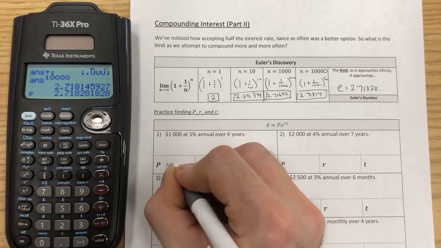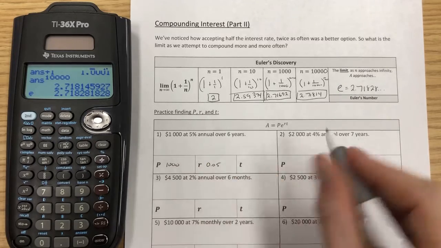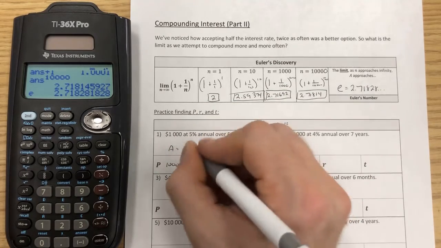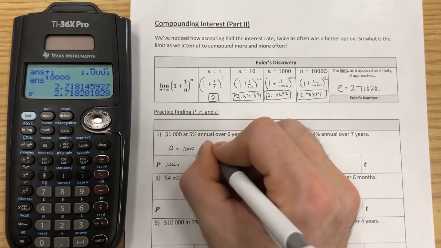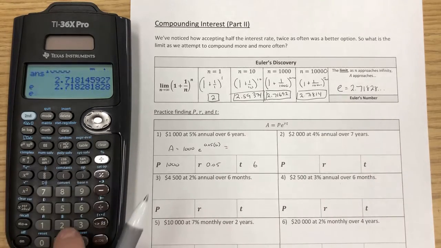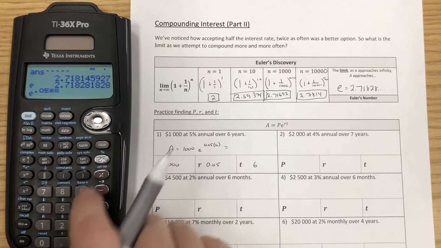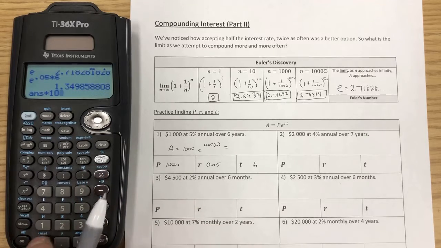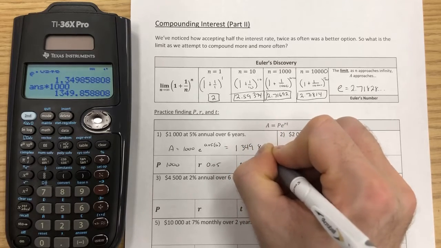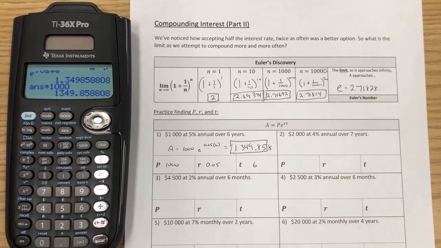If I have $1,000, that's my principal, at a 5% annual rate, so 0.05, over 6 years, my time is 6. I could plug that in and say the amount I get back is equal to 1,000 times e to the 0.05 times 6. So e raised to the 0.05 times 6, times 1,000. We would have $1,349.85. Don't forget, we always round in the bank's favor because they don't round up.